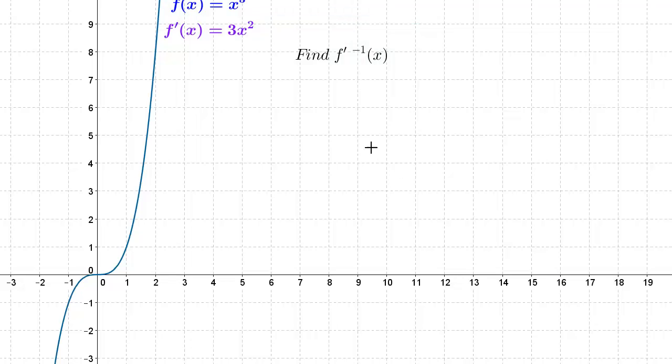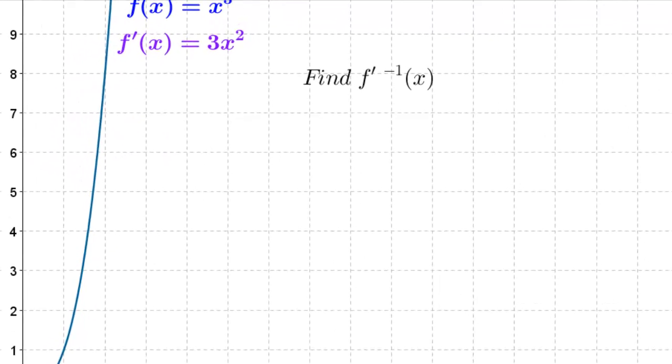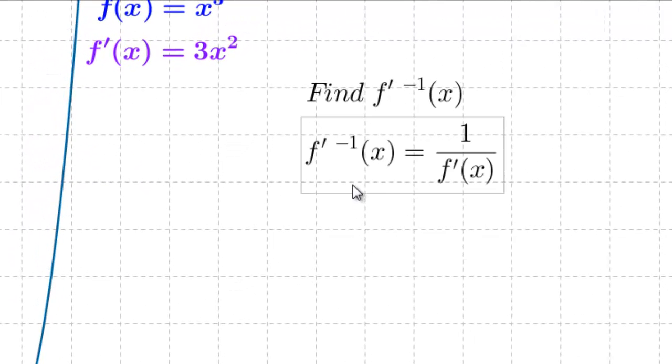So let's use the example that we started with. f of x equals x to the third. The derivative of f of x is f prime of x equals 3x squared. To take the derivative of the inverse function, we just simply take the reciprocal of the derivative of the parent function. So the derivative of the inverse function is equal to 1 over the derivative of the parent function, which is 1 over 3x squared. So without even knowing the inverse function, since I know that the inverse function does exist, the derivative of the inverse function is just going to be 1 over the derivative of the parent function.